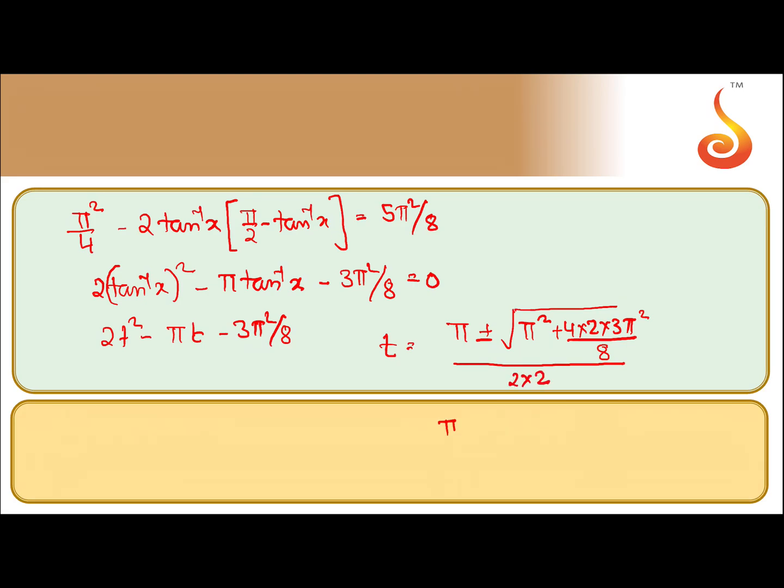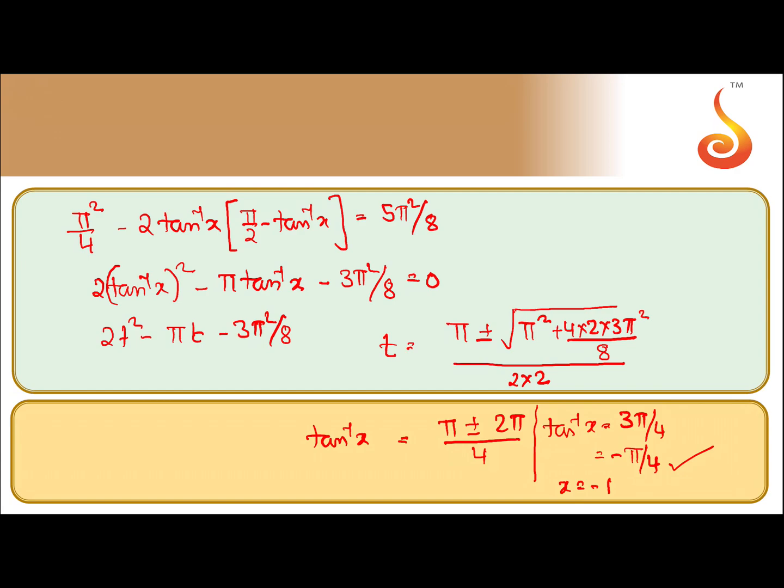So finally what we get? Pi plus or minus 2 pi by 4. So this is equal to tan inverse x. So you get two values: tan inverse x is equal to 3 pi by 4 or minus pi by 4. So you will take this only because of the principal angle. So x is equal to minus 1.